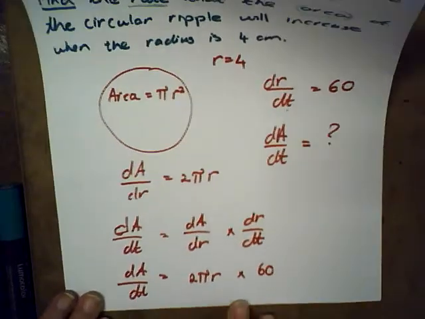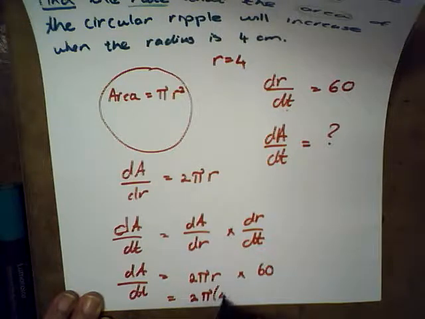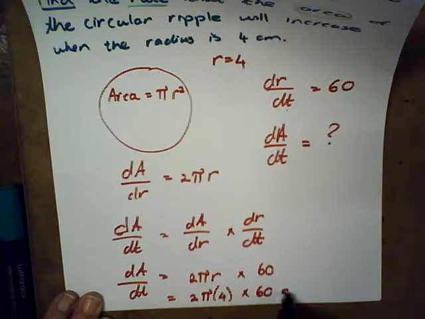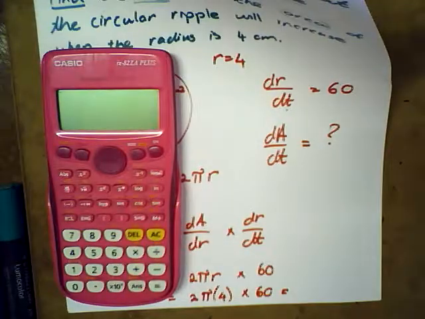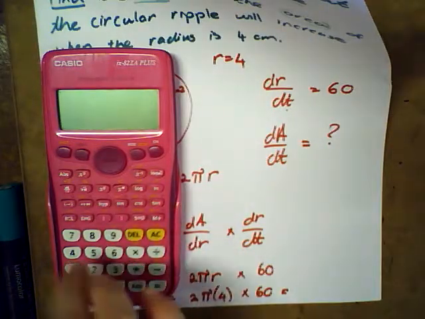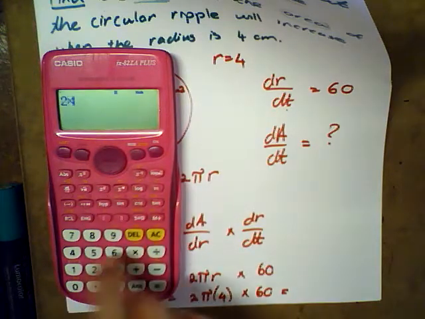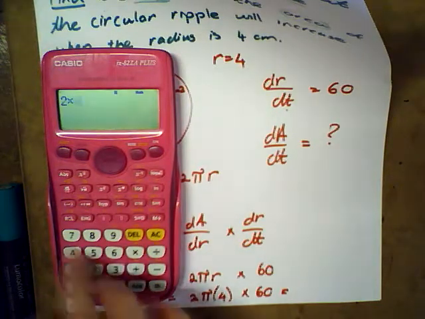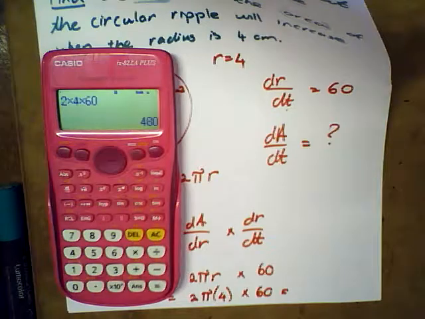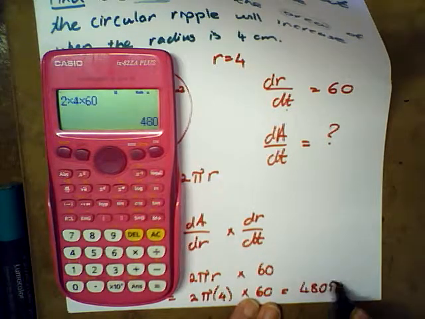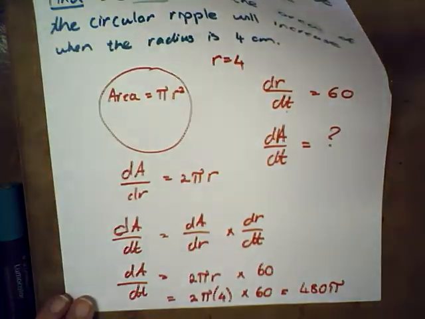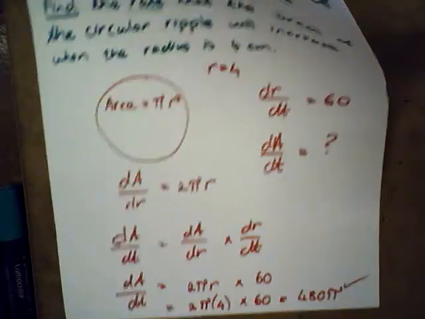Good. So when r equals 4, I just need to substitute 4 into my equation, use my calculator to find the answer. That would give me 2 times 4 times 60. That would give us 480 pi. Okay, and that is the final answer, and we are done.